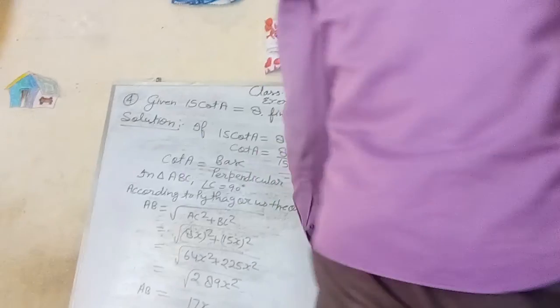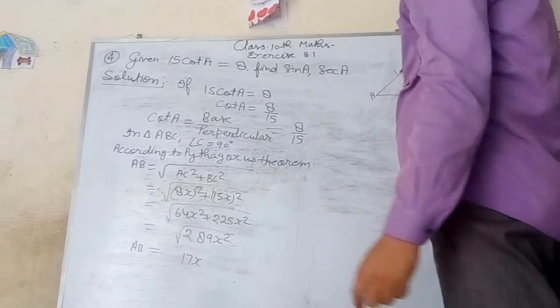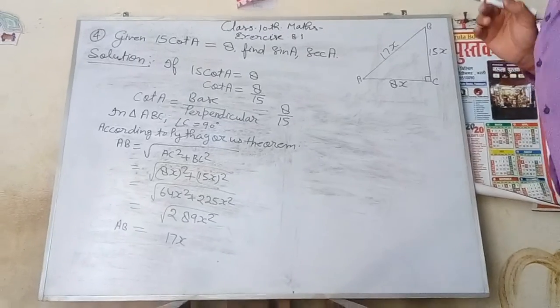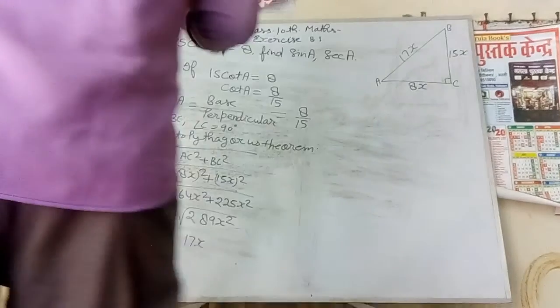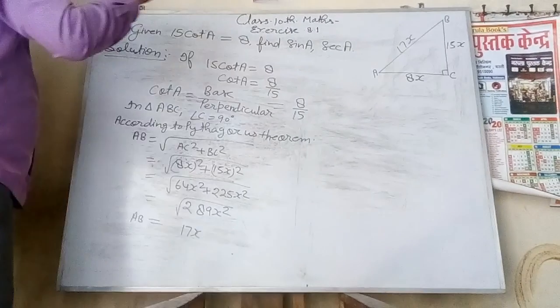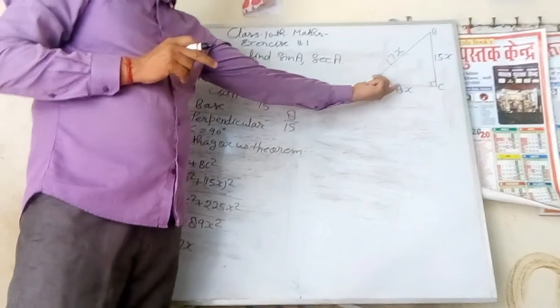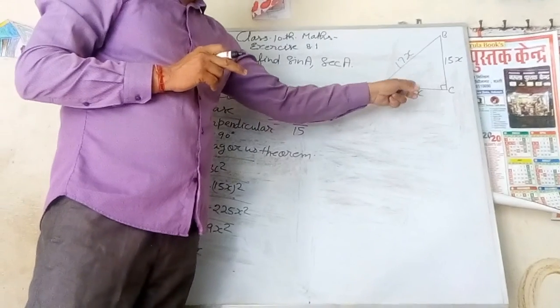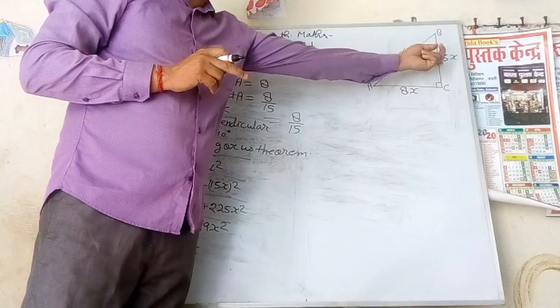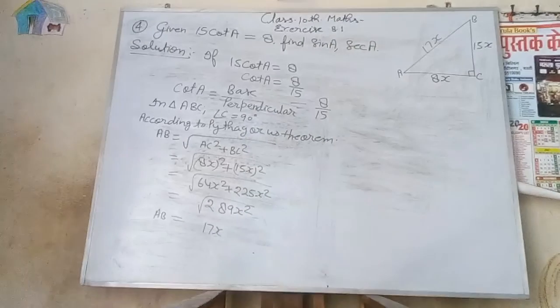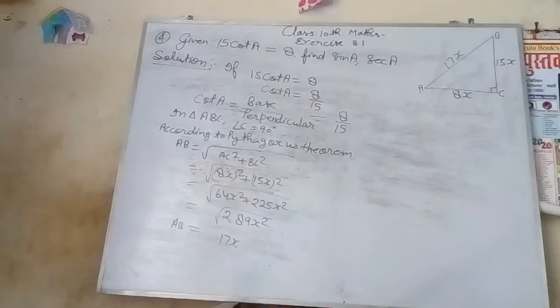We can write the value of hypotenuse is 17x. X is only a variable, or we can say that x is the HCF among AC, AB and BC.